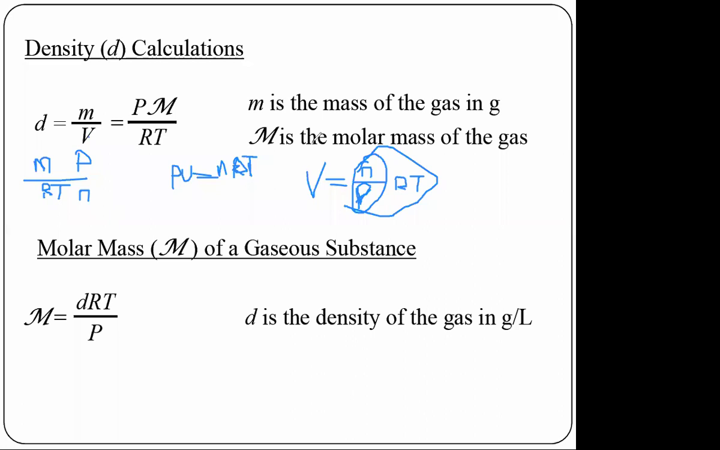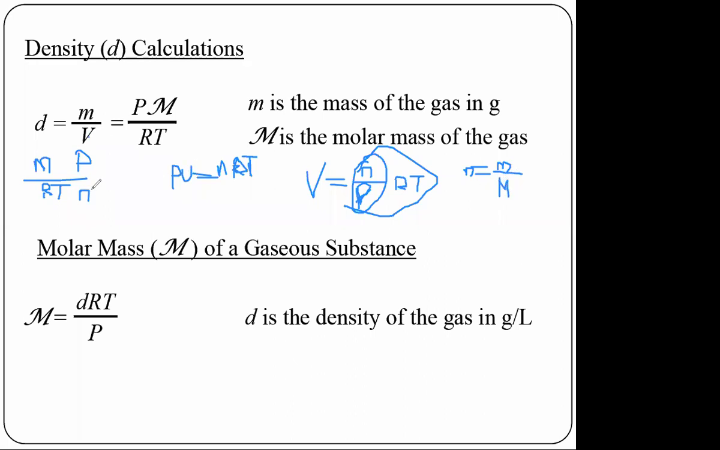You know that the number of moles is mass over molar mass. Small n is equal to small m, mass, over molar mass, capital M.